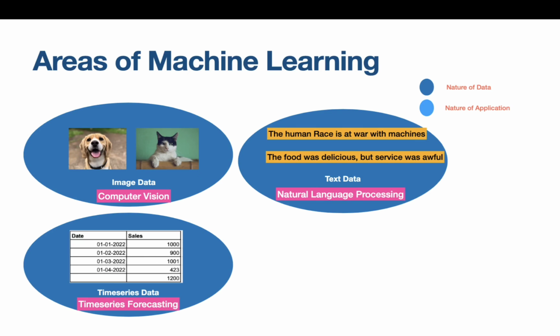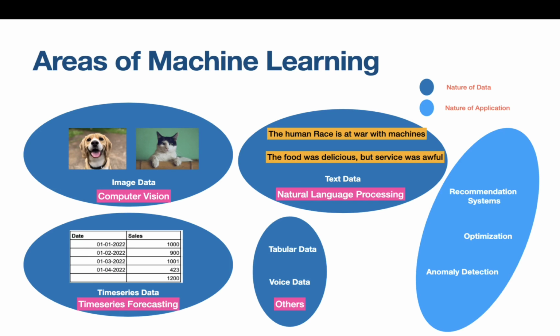Note that there could be tabular data like in the housing prices prediction problem, or there could be speech or voice data. The other categorization which we have is based on the nature of application, namely recommendation systems, optimization, anomaly detection, and so on. Combining all these together, they all come under an umbrella known as artificial intelligence.